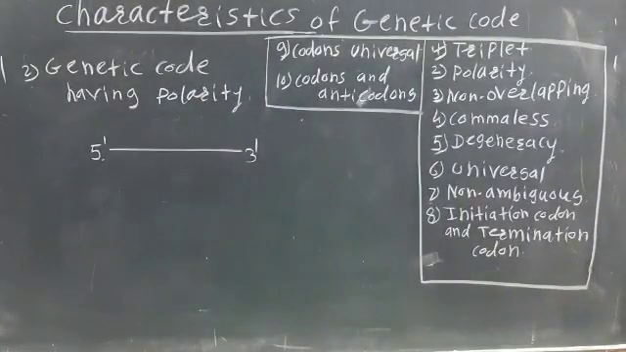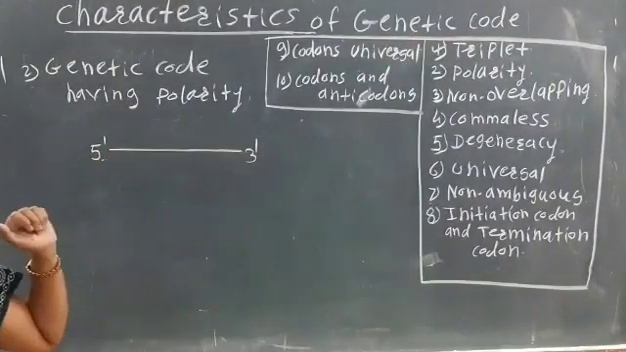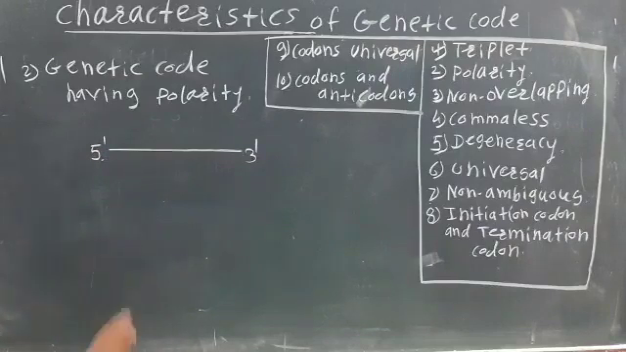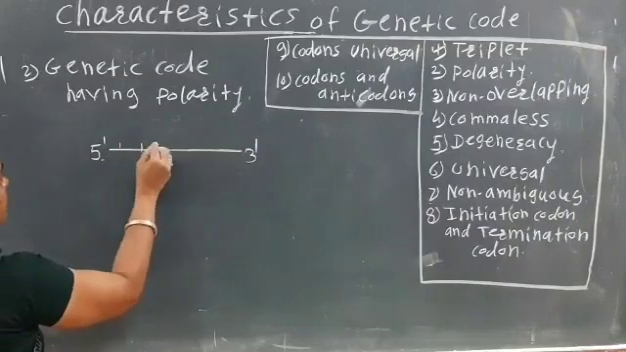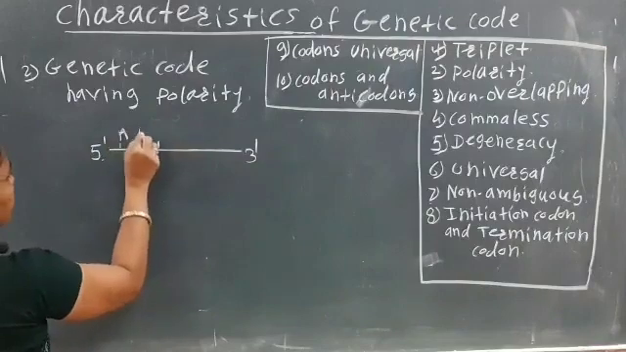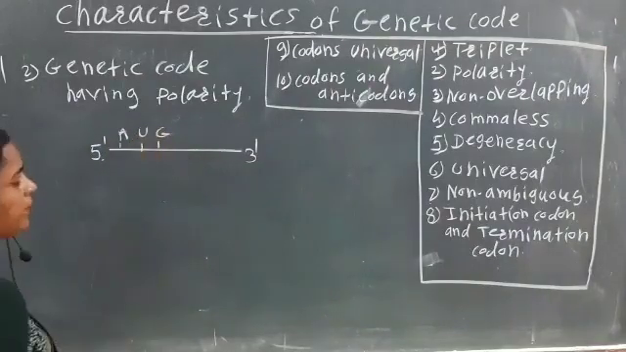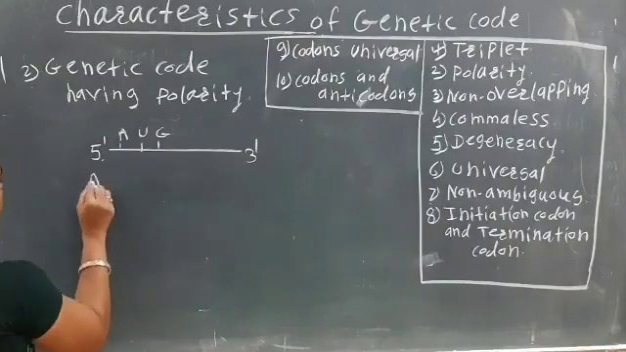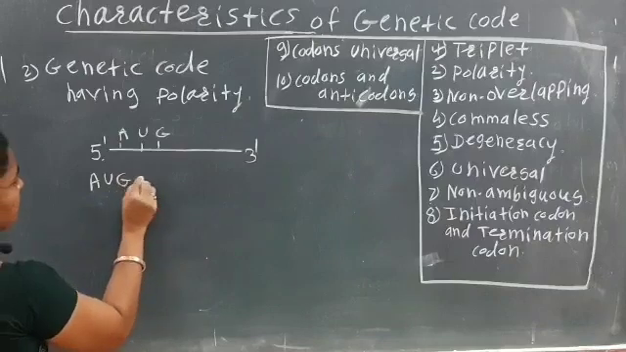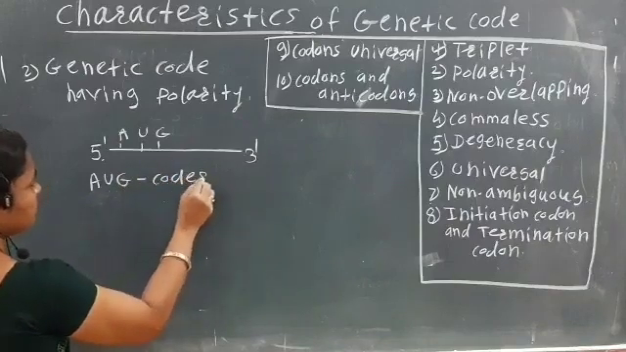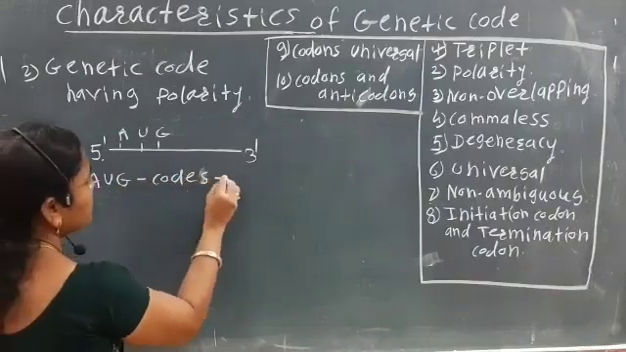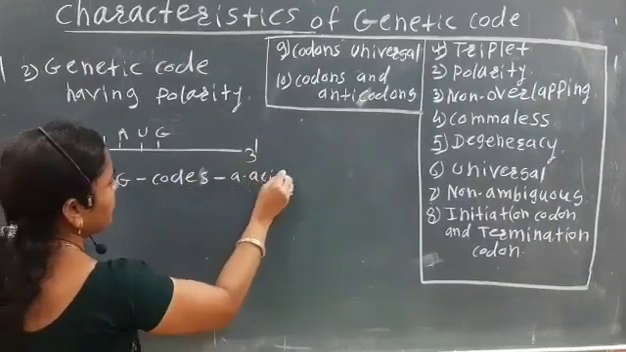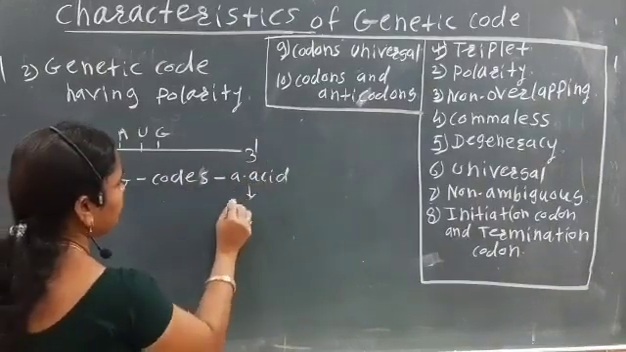जर समजा एखादा genetic code change झाला, म्हणजे for example AUG, it is the initiation codon. AUG codes for an amino acid. कोणता amino acid कोड करतं? Methionine.